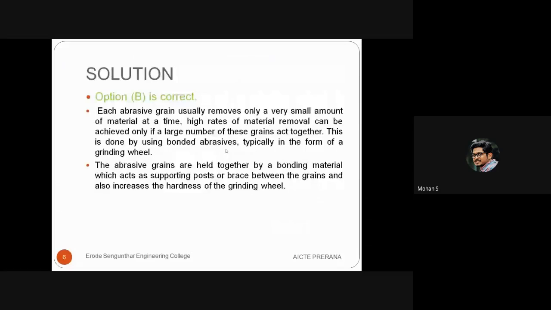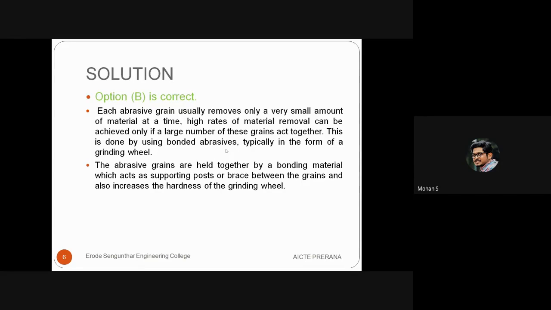So the correct option is answer B. Let us see the explanation now. Each abrasive grain usually removes only a very small amount of material at a time. We have n number of abrasive grains in a grinding wheel, right? So only a particular part will come in contact with the material. That particular abrasive grain will only remove the material. That is the point.